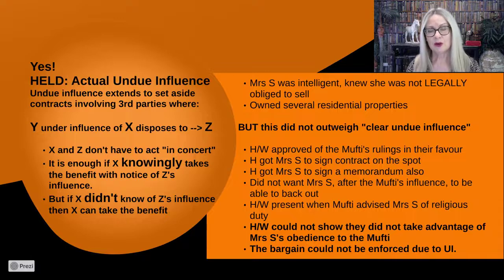So the question here was whether this could be a situation of actual undue influence here with the domination of the Mufti. So the Mufti, as you can see, is a third party. And can you then sheet home that influence that caused Mrs. Sadiq to sign on the dotted line here? Can you sheet home that influence to the husband and wife?